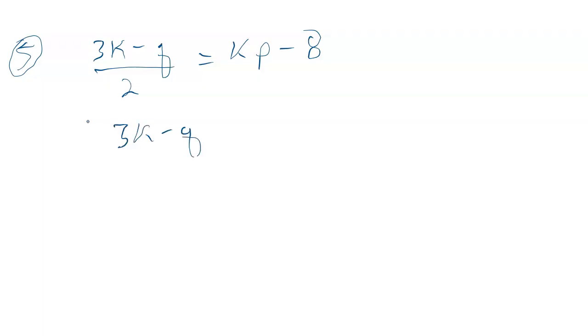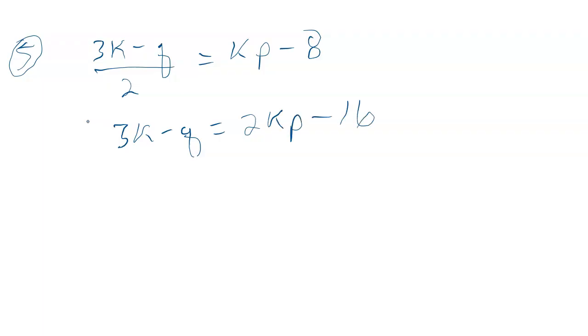I'm liking this pace. I get 3k minus q over 2 is equal to kp minus 8. This is like our first hard one, maybe? I don't know. It looks hard. We'll see, though. I'm going to multiply both sides by 2. I get 3k minus q is equal to 2kp minus 16.